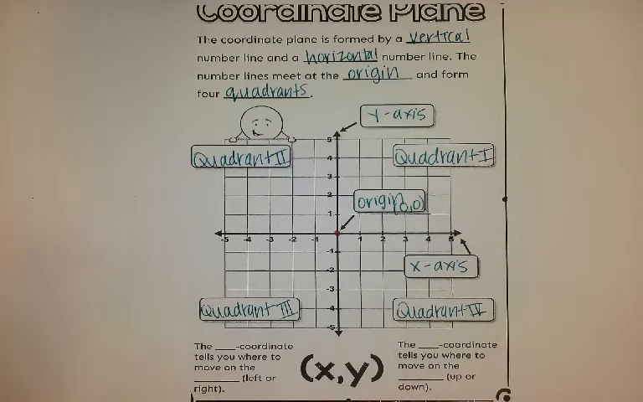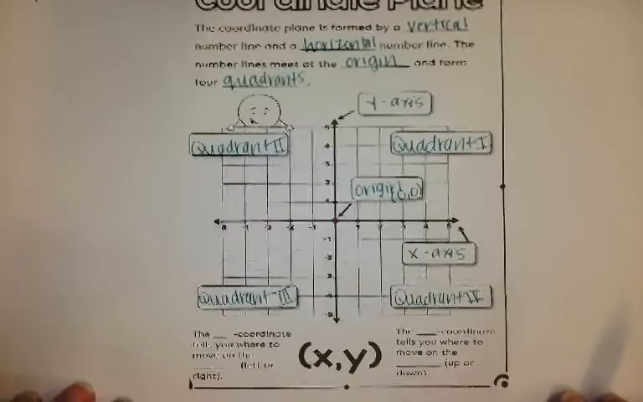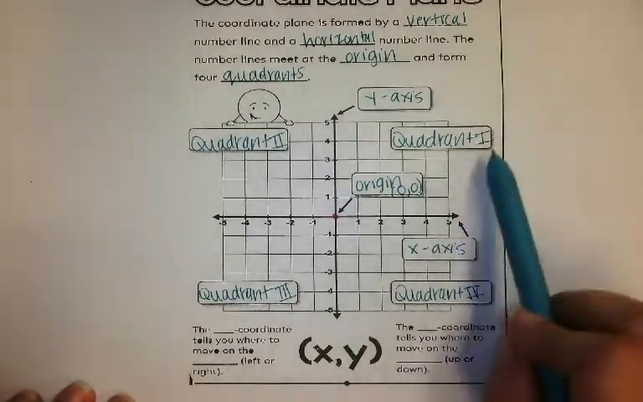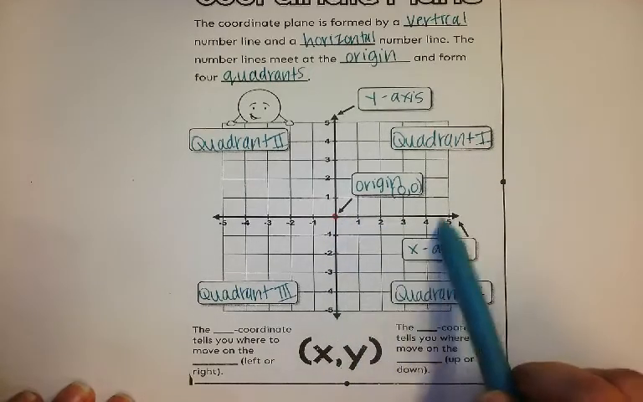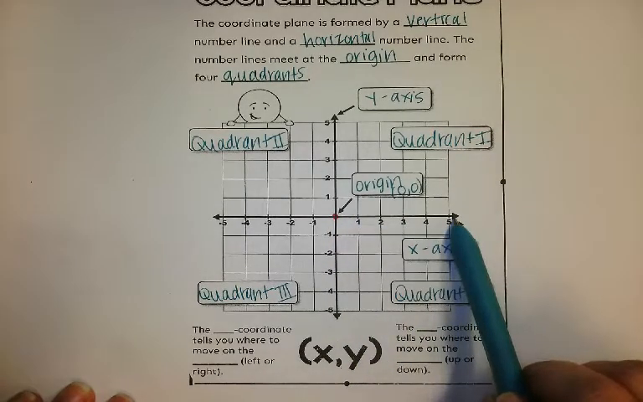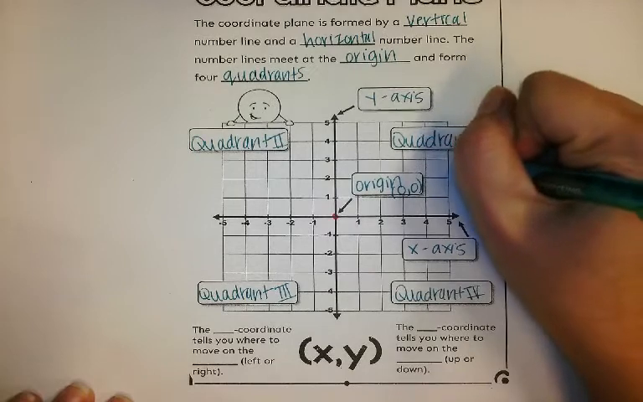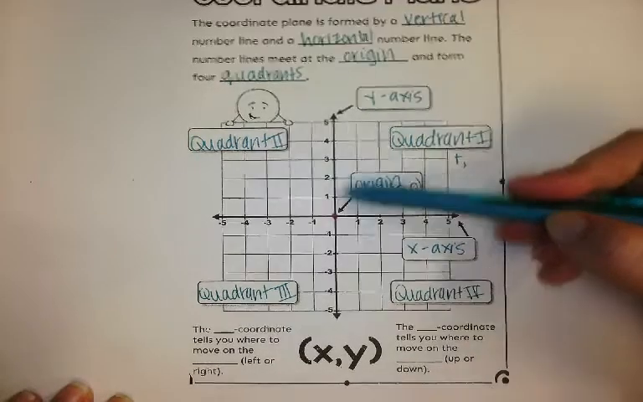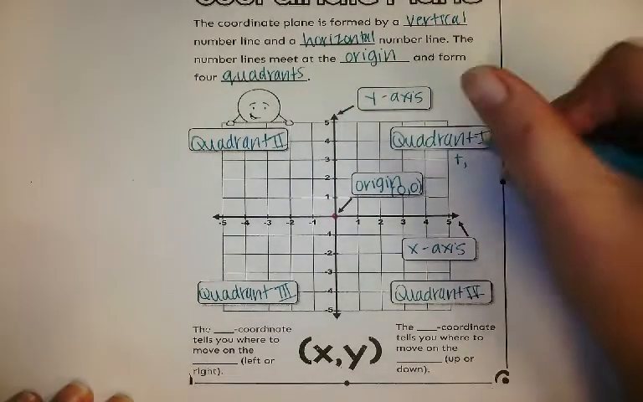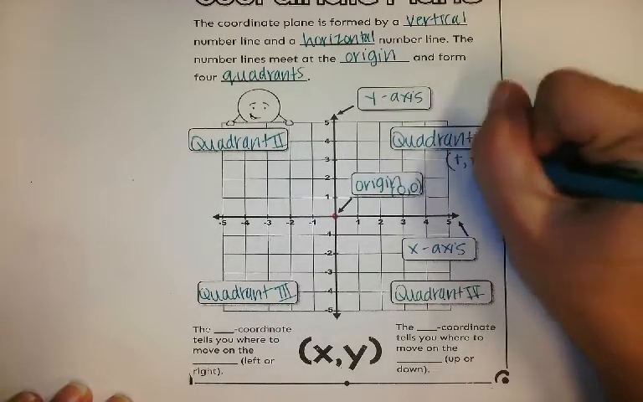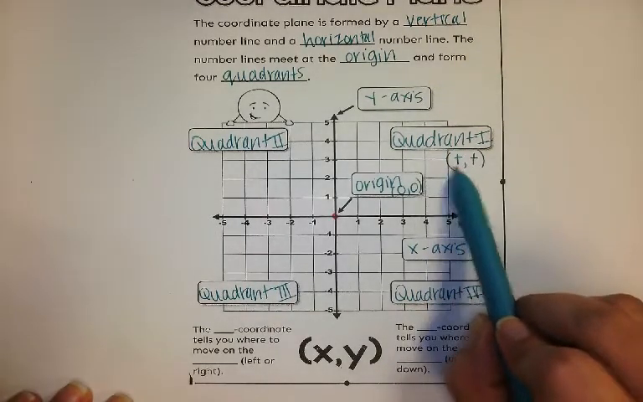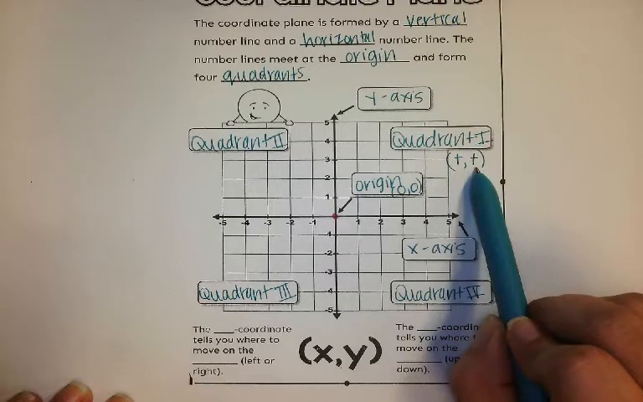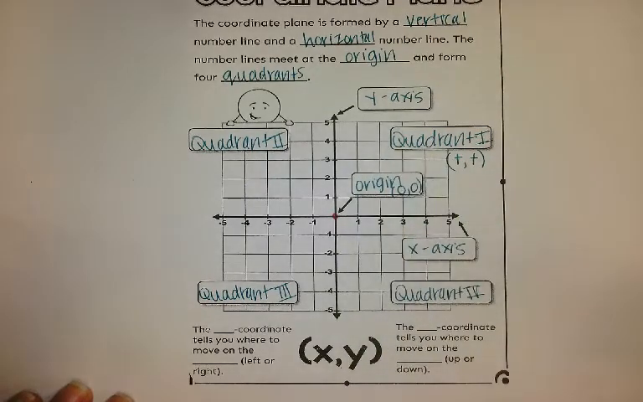Within the quadrants, we can tell where a number is going to fall based on whether the coordinates are positive or negative. So for example, in quadrant 1, we are to the right of 0, so our x coordinates are going to be positive, and we're above 0 on the y-axis, so our y coordinates are going to be positive. So if you have positive numbers as a set of coordinates, it's going to fall into quadrant 1.